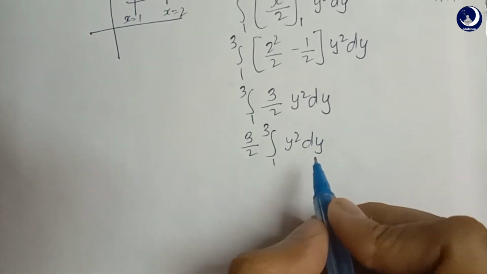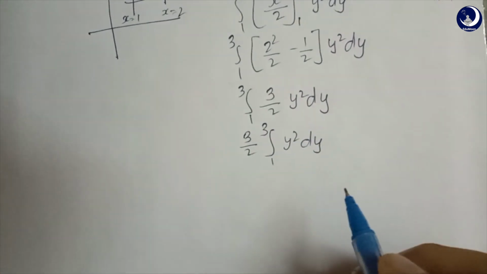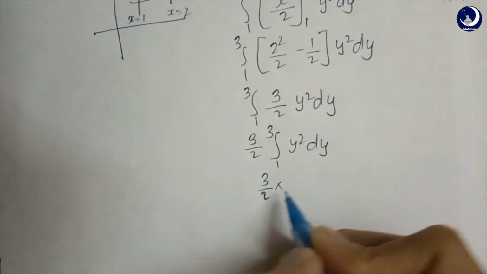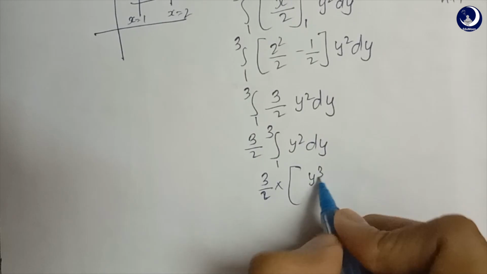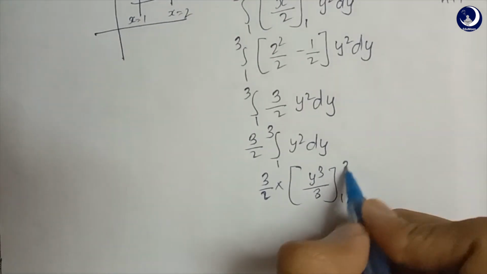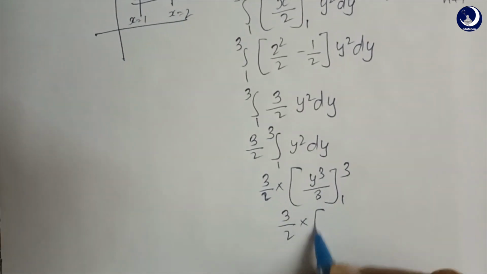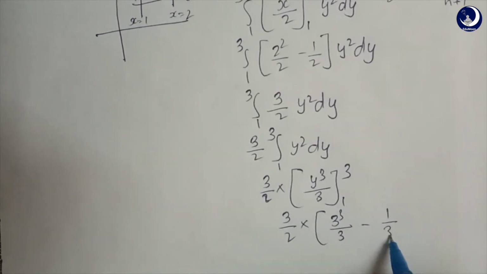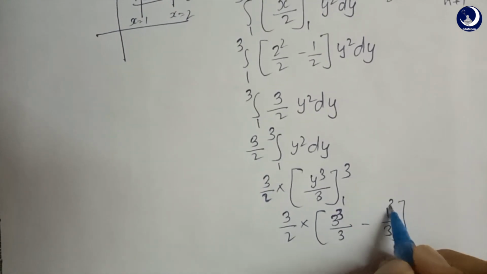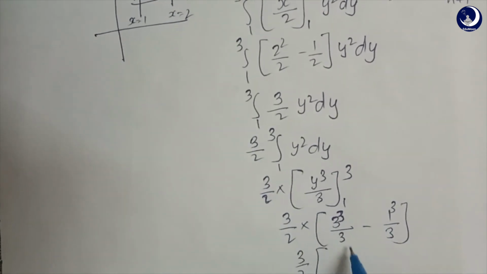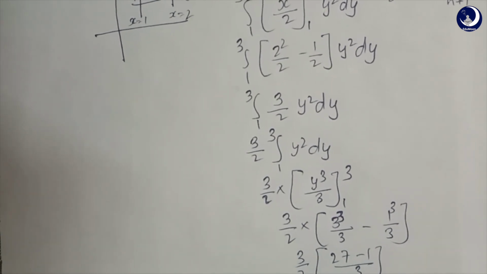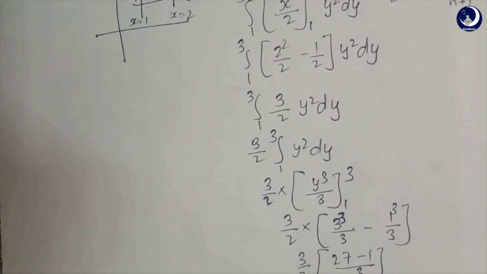Now you integrate the y function. So here also the same formula, 3 by 2 into y power 3 by 3, integral 1 to 3. 3 by 2 into upper limit minus lower limit, 3 by 2 into 27 minus 1 by 3, 26 by 3. So we got 13.